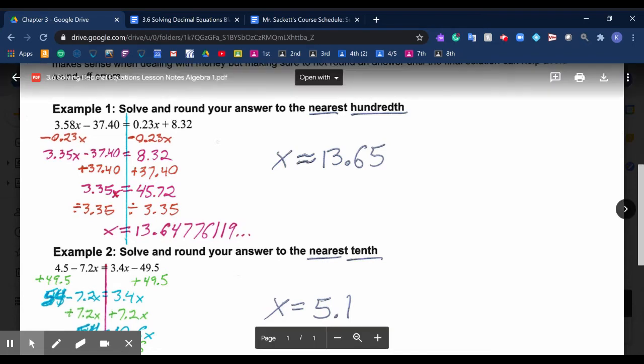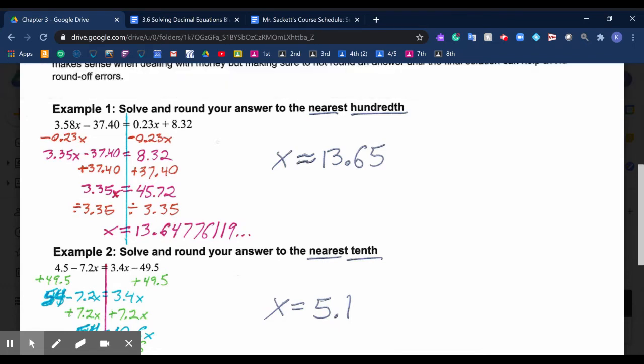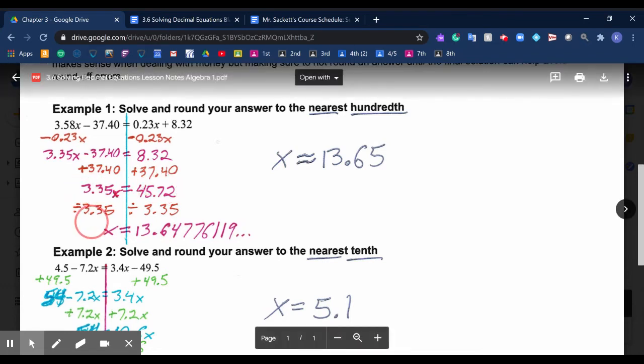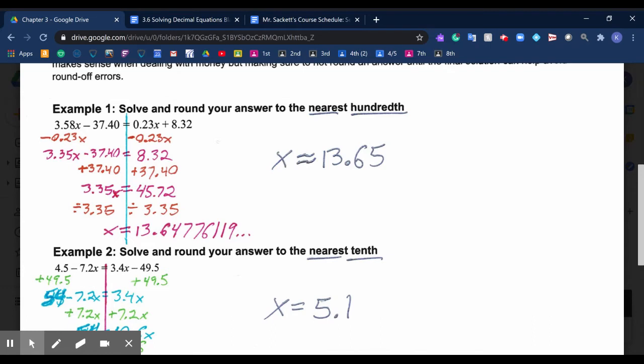Then, to further isolate the variable, add the 37.40 to each side, so that cancels on the left, and we have 3.35 times x equals 45.72. And then the last step to solve for x would be to divide by the 3.35 that's attached to x. So divide each side by 3.35, and you'll see if you use your calculator, x is 13.64776119, so on. But again, we're rounding that to the nearest hundredth.